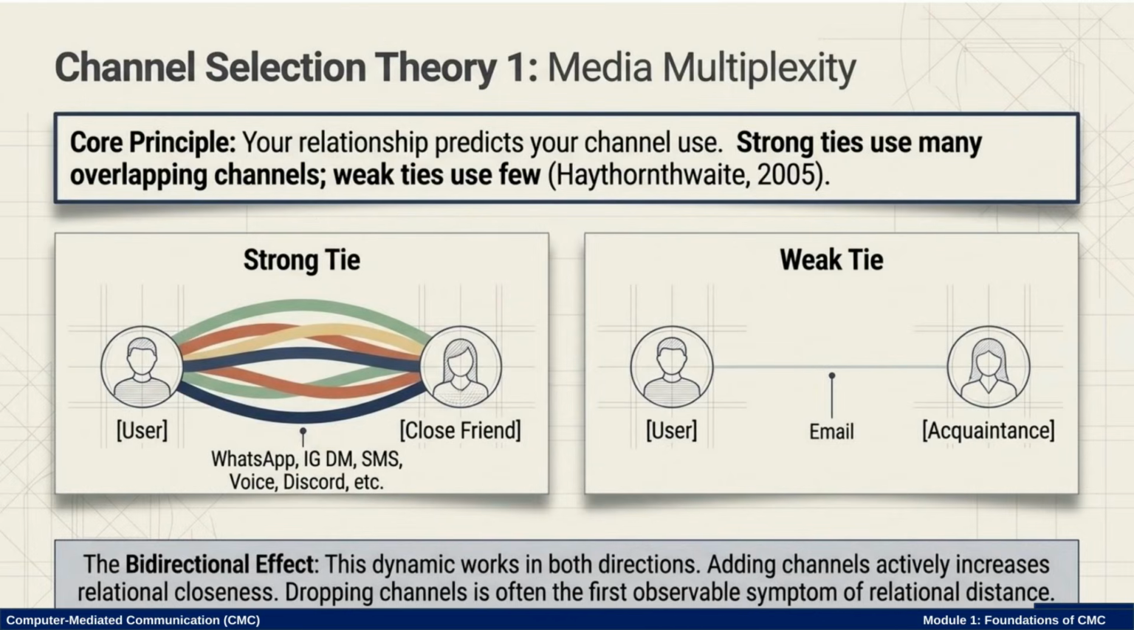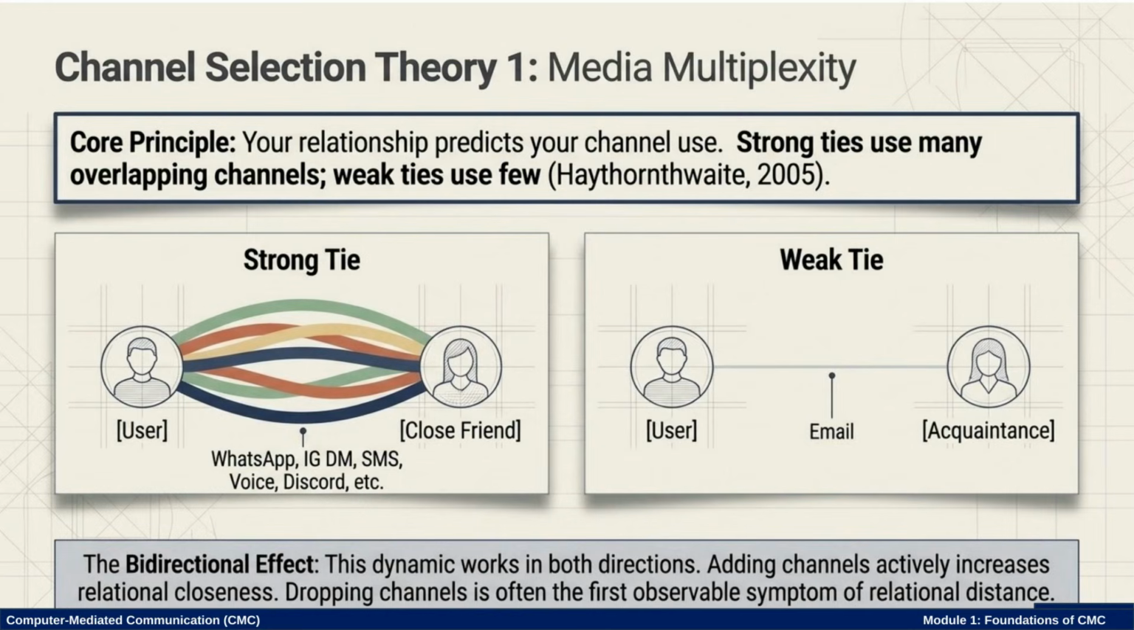Why do you talk to your best friend on 5 different apps, but only email your acquaintance once a year? Media multiplexity theory answers this question. The core principle from Haythornthwaite 2005 is this: your relationship predicts your channel use. Strong ties use many overlapping channels. Weak ties use only a few.